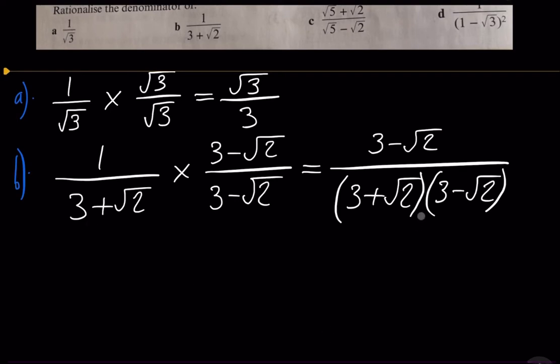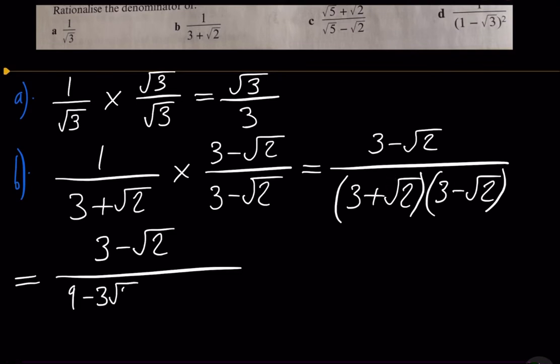And now we have to expand the brackets. So as before, all the terms in one bracket must be multiplied by all the terms in the other bracket. So we end up with 3 minus root 2, all divided by, obviously 3 times 3 is 9. 3 times negative root 2 is negative 3 root 2, and then 3 times root 2 is plus 3 root 2, and then root 2 times negative root 2 is just negative 2, and then this simplifies further.